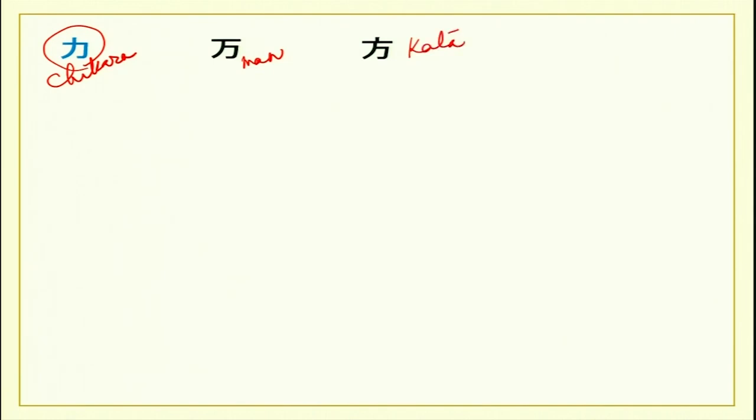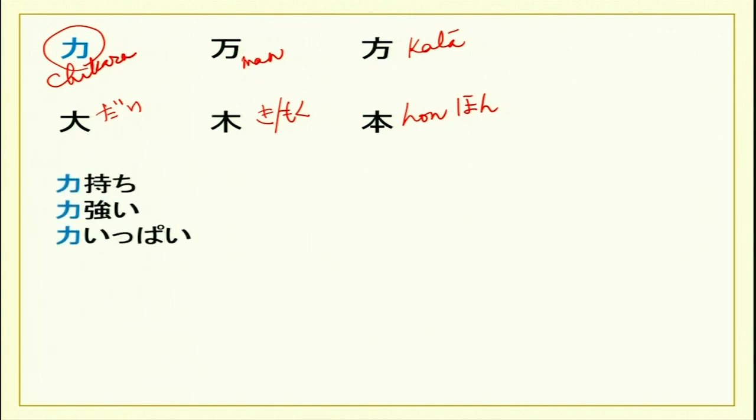Now I have some kanji for you, some similar looking kanji. Let us see what they are. So well, you have done chikara. Chikara means strength. Then you have done man, counter for 10,000 for money, and then kata. So these are the readings. You also have done dai as in daigaku, ki as in mokuyobi, or moku also over here, and then you have done hon as in nihon.